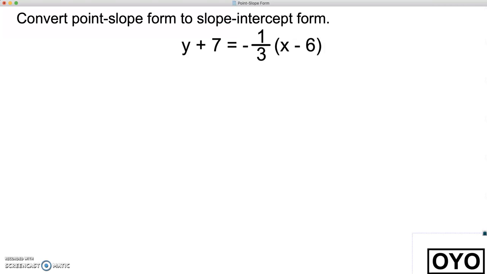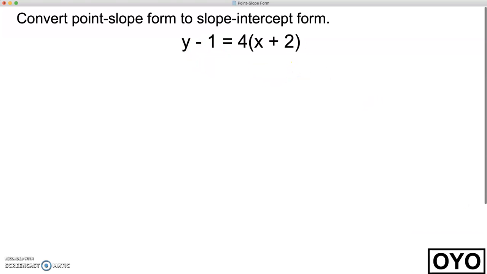Next, this one is on your own. I want you to distribute the slope and move over that 7. This one is also on your own. Distribute that 4 and then move that 1 over.